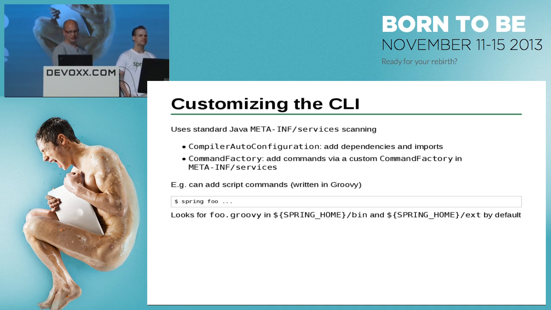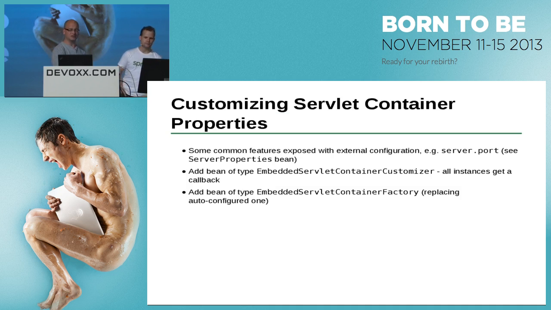You can also add script commands. I'm not sure if that's so easy to do at the minute in M6 because that's actually in a bit of transitional state. But in principle, at least, you could write a script, foo.groovy, that had the foo command in it, and then spring foo would work. If anybody really wants to do that, I'll show you how to.